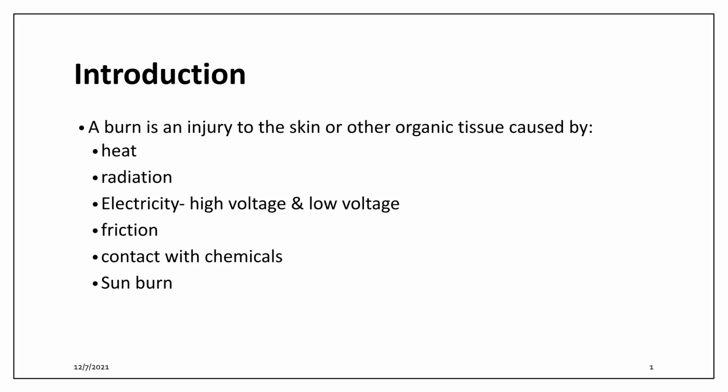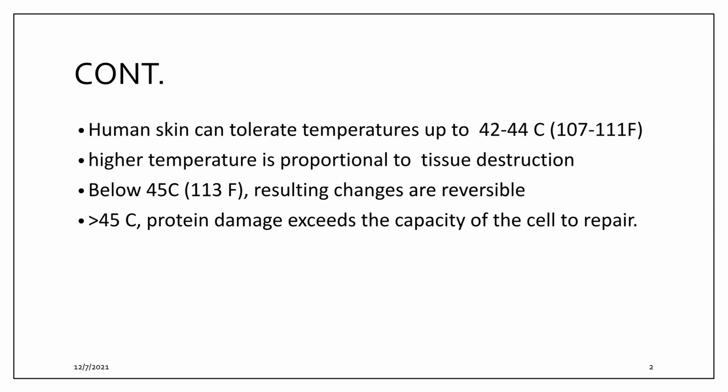A burn is an injury to the skin or other organic tissue caused by heat, radiation, electricity, friction, contact with chemicals, or sunburn. Human skin can tolerate temperatures up to 42 to 44 degrees Celsius. Changes are generally reversible below 45 degrees Celsius, but higher temperatures lead to proportional tissue destruction. Above 45 degrees Celsius, protein damage exceeds the cell's repair capacity.